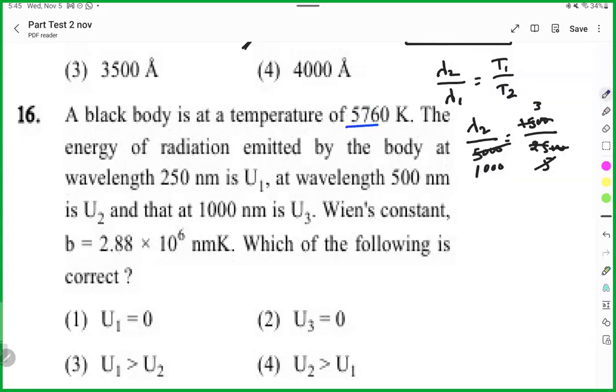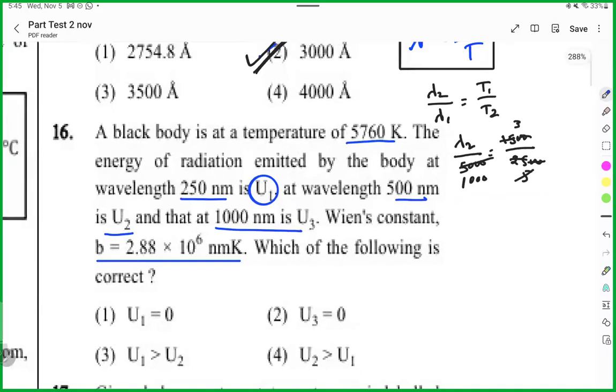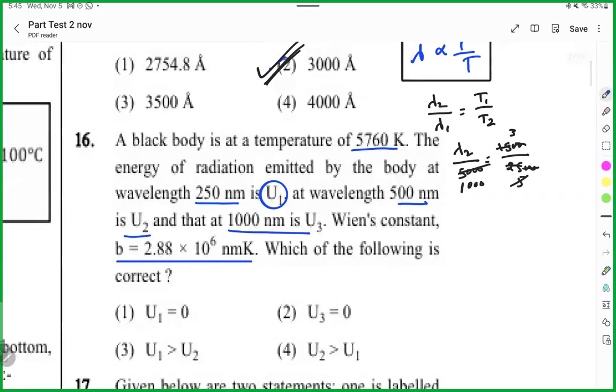You have a black body. This is the temperature. Energy radiated by the body at a wavelength, this wavelength is energy U1, at this wavelength this is U2 and this is U3. Wien's constant value, I already gave you. Which of the following is correct? Which energy will be more? Sir, option 4.